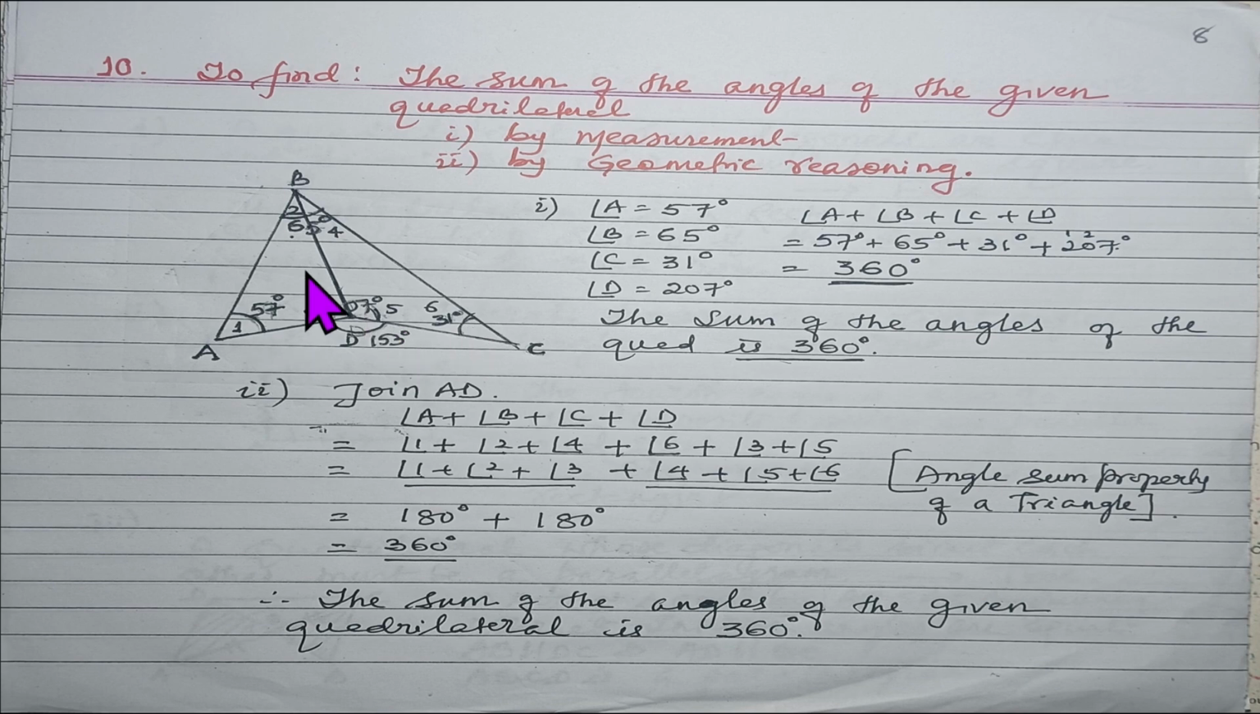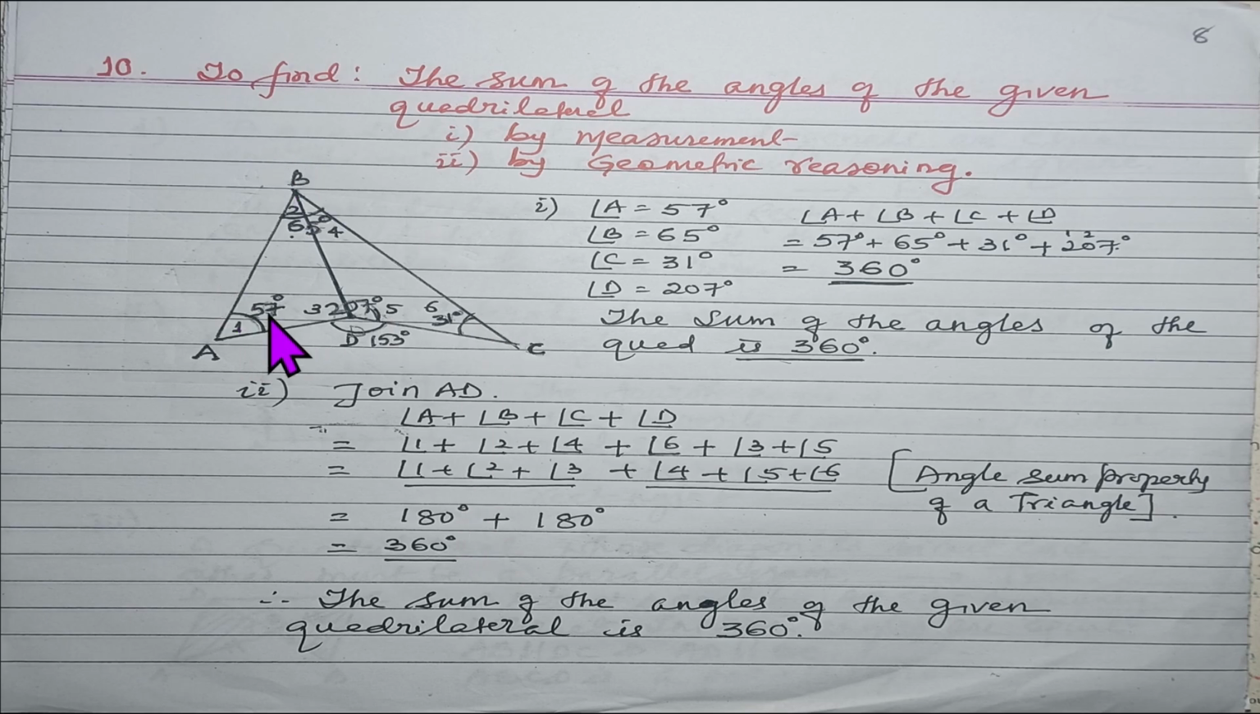Now angle 1 plus angle 2 plus angle 3 is equal to 180 degrees because it is the sum of the angles of the triangle ABD, and also angle 4 plus angle 5 plus angle 6 is equal to 180 because it is the sum of the angles of the triangle BDC. So that means 180 degrees plus 180 is equal to 360 degrees. That is, logically we have shown that the sum of the angles of this quadrilateral is 360.